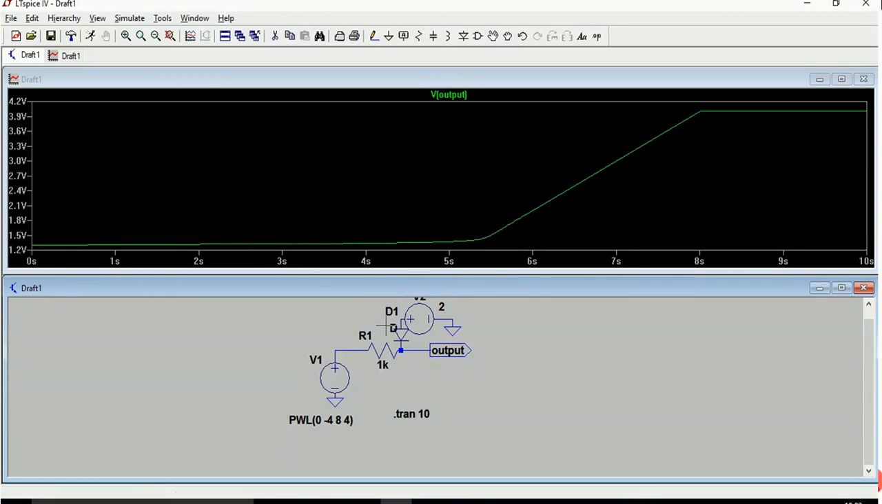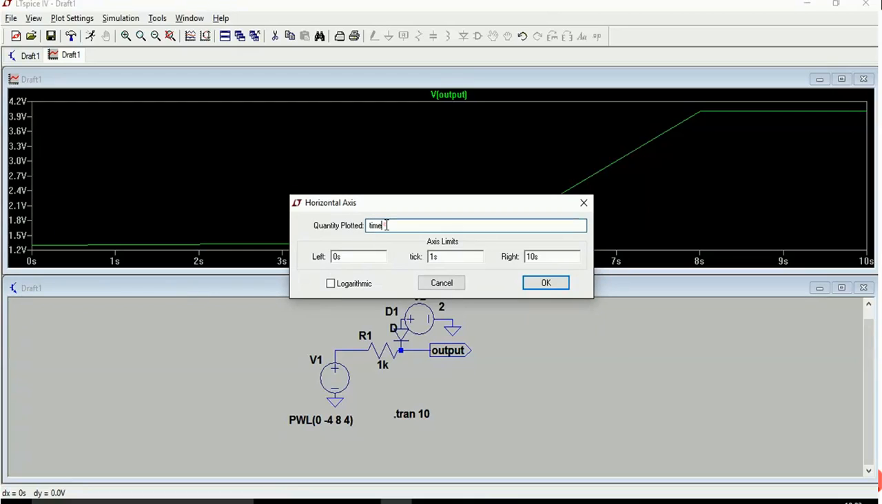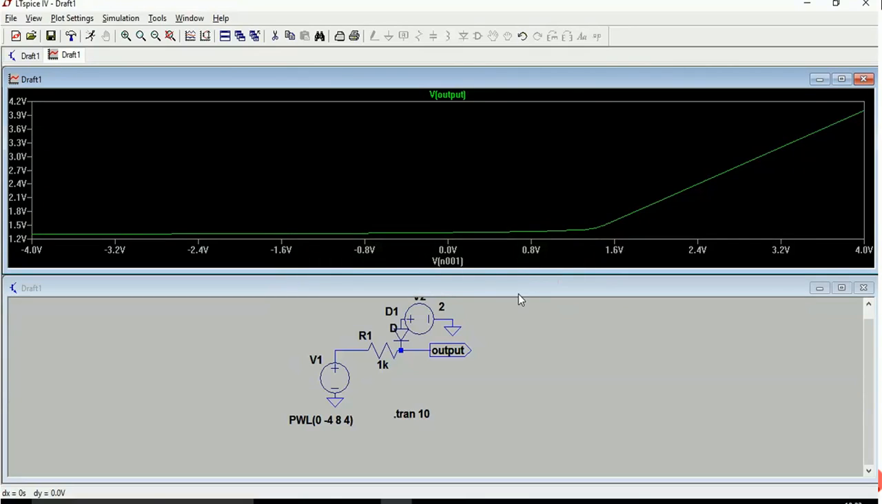Just see, 1.3 volt, 0.7 volt drop is here, and then it increases linearly after 5 seconds. So here, instead of time you want voltage, shift V(N001). This is your node number. Okay. So you see, minus 4 volt to 4 volt till this 1.3 volt. It is just 1.3 volt. After that, this horizontal axis is your input voltage, minus 4 volt to 4 volt, and this is your output voltage waveform. So this is your output characteristic.